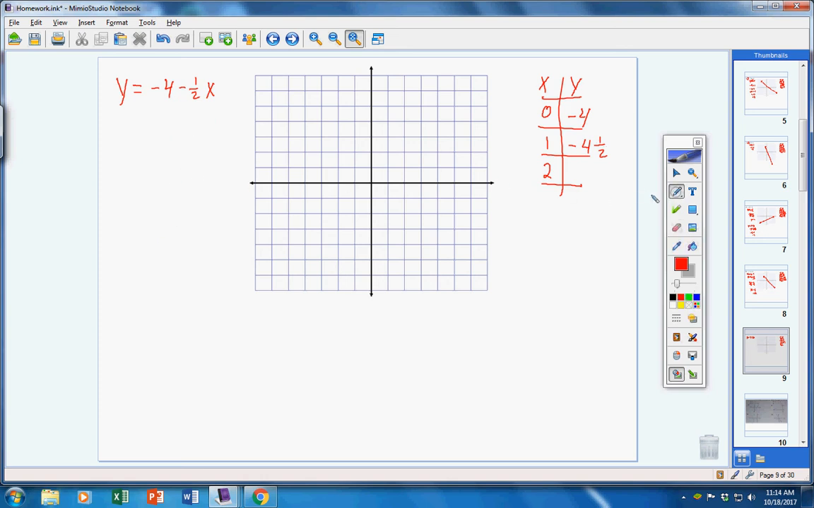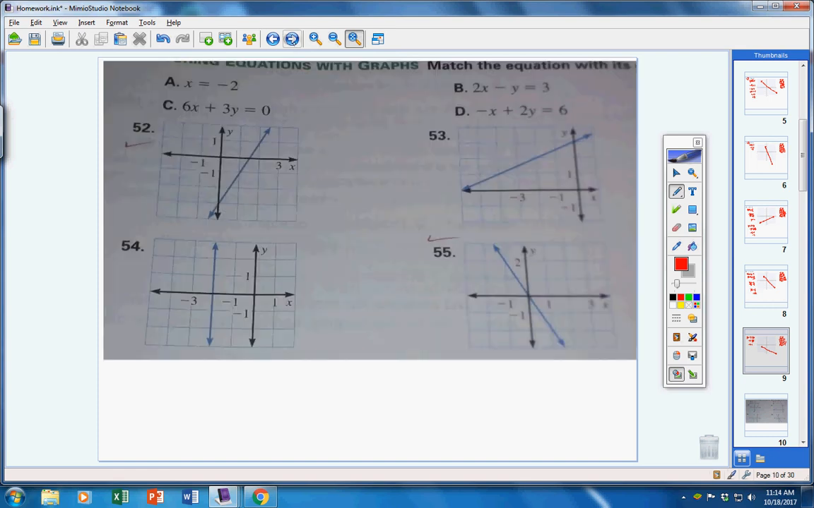Next, we're going to substitute 2 in for x. Negative 4, negative times a positive is negative. Your 2's cancel, leaving you with 1 over 1, which is 1. So negative 4, negative 1, negative 5. So your first ordered pair, 0, negative 4. Next ordered pair, 1, negative 4.5. Next ordered pair, 2, negative 5. There we go. There's your ordered pairs. Draw your line, and you're good. Alright?